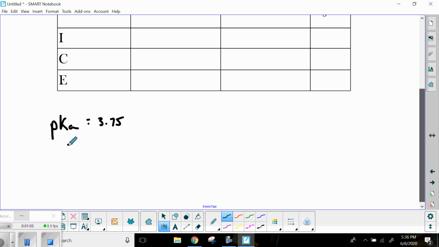And that means I can get my Ka value by saying 10 to the negative 3.75. So my Ka value is going to be 10 raised to the negative 3.75, 1.78 times 10 to the negative 4th. And that's going to be moles per liter, just because I know it's a dissociation. I'm just going to leave that there for a second.